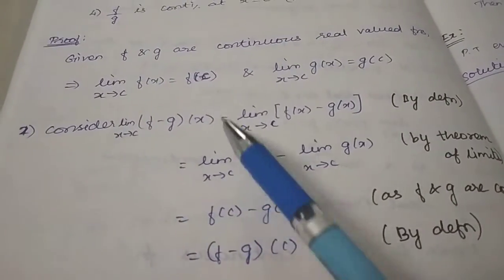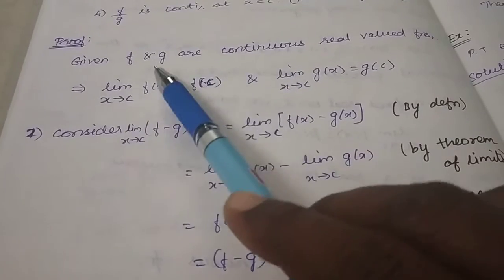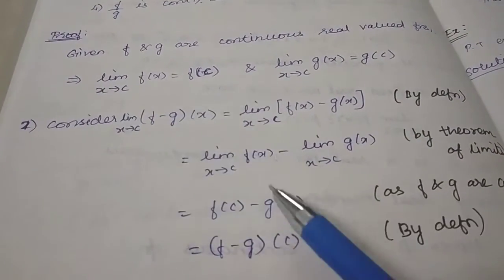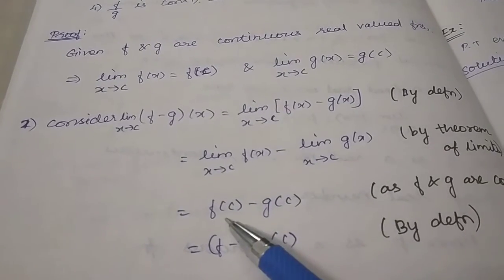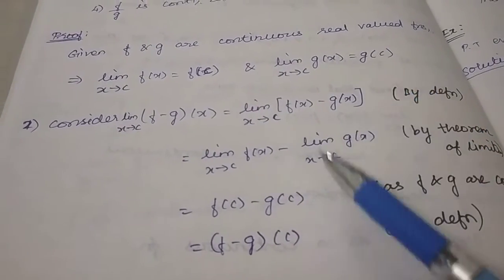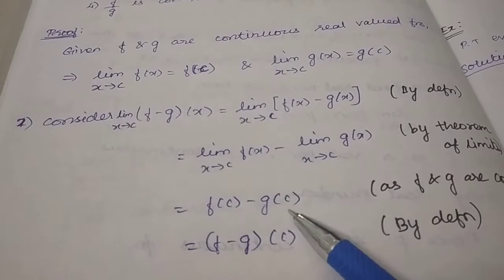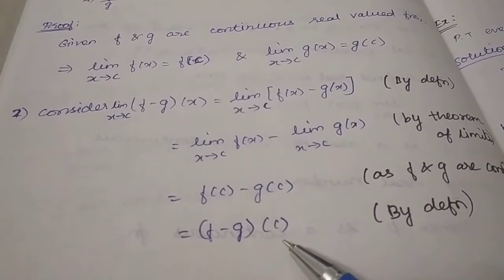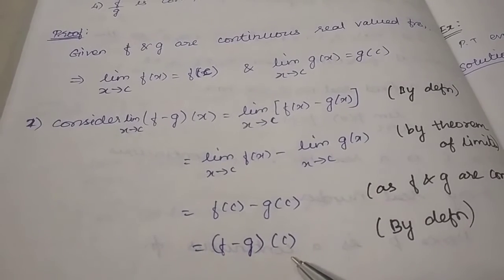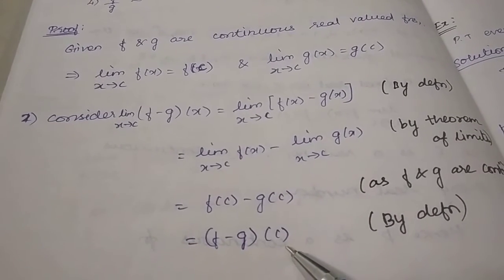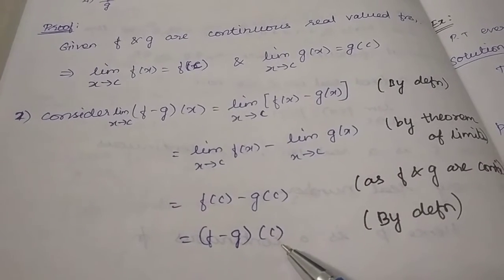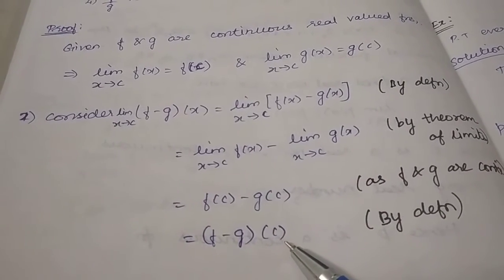Then by the definition of continuity, for the limit x tending to c of f of x, here we can replace it with f of c. Similarly, we can replace the second term with g of c. Then by definition, we can write (f minus g) of c. So we can say if f and g are continuous functions, then f minus g is also a continuous function.